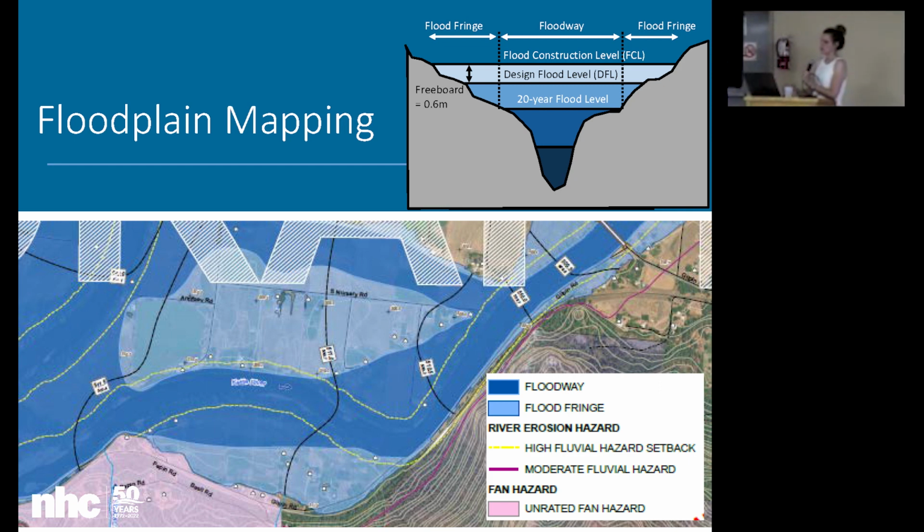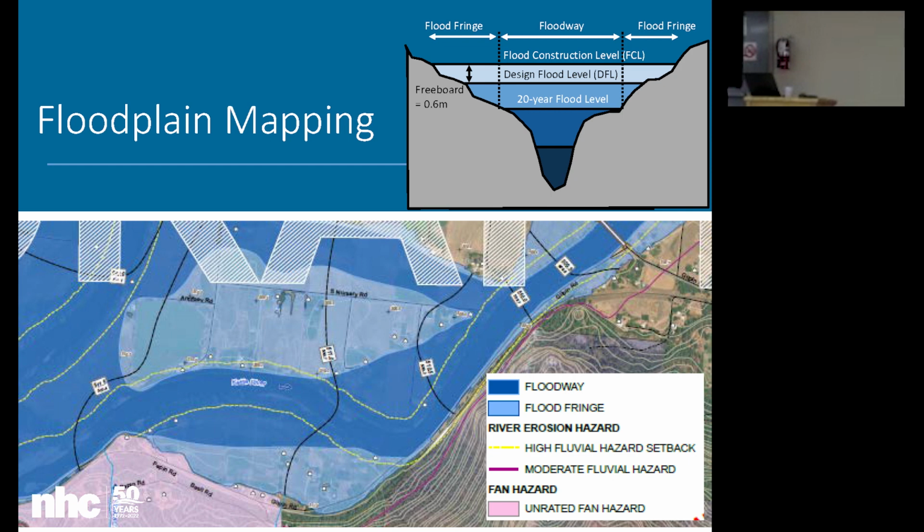So bringing back to the geomorphology, which we just discussed, how are they represented on the map? So we mapped a high fluvial hazard, a moderate fluvial hazard, and an unrated fan hazard. What that means is that the yellow line you see is the zone where areas may be impacted by erosion. So you can see this is the possible erosion extent that might occur during a single event or a series of small events if no effort is maintained to stop the river from moving there.